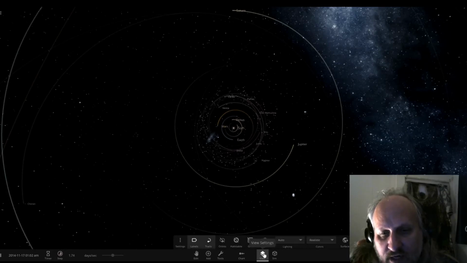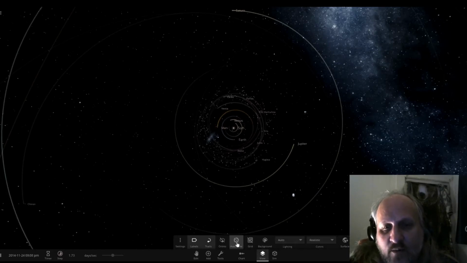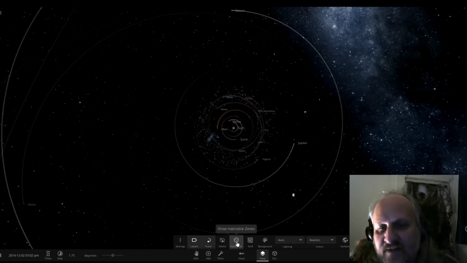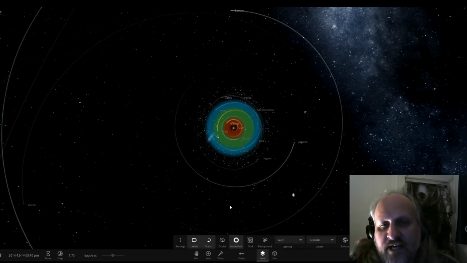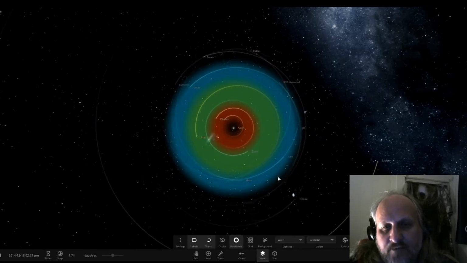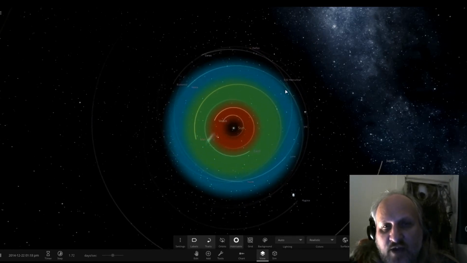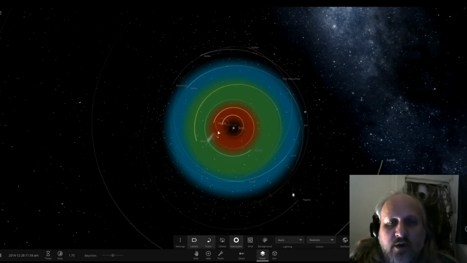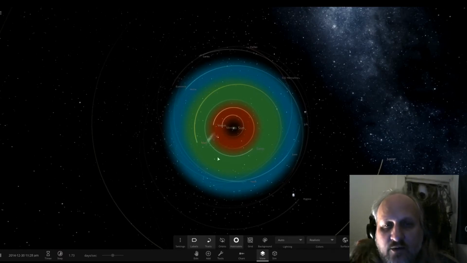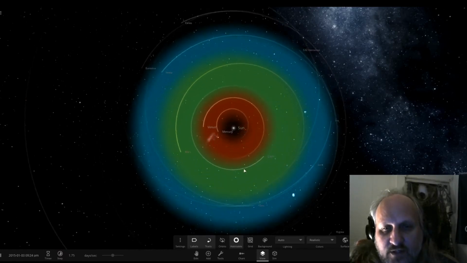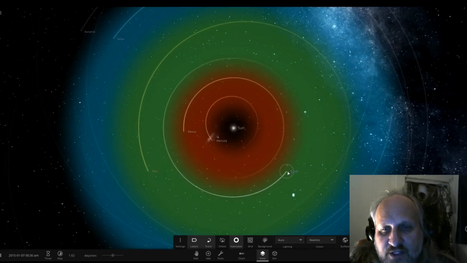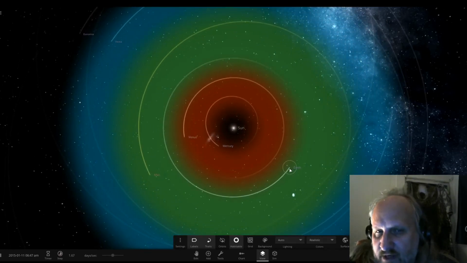So if we look here, we can actually click this and it'll show us where life would be possible. It's not definitely going to happen in a habitable zone, but it's where it's possible. The conditions are correct. For instance, if we look at this, blue is, what do you think, guys? Blue is too cold. Red is too hot. So green is just right. So if you look, Earth is actually close to the middle of this habitable zone.